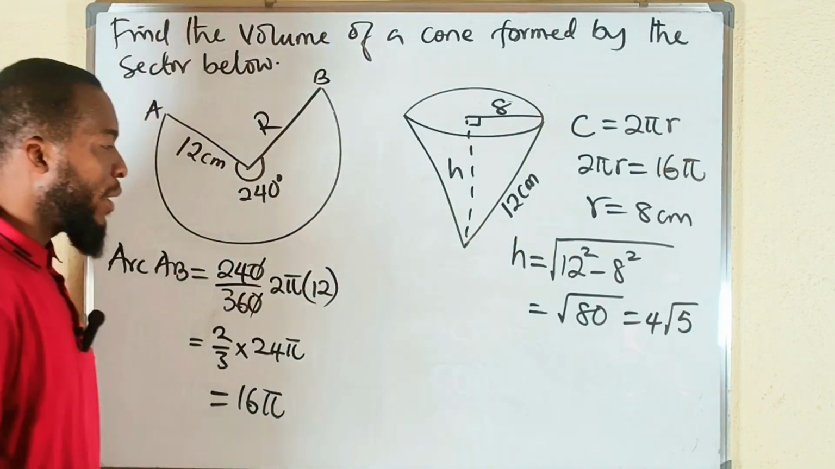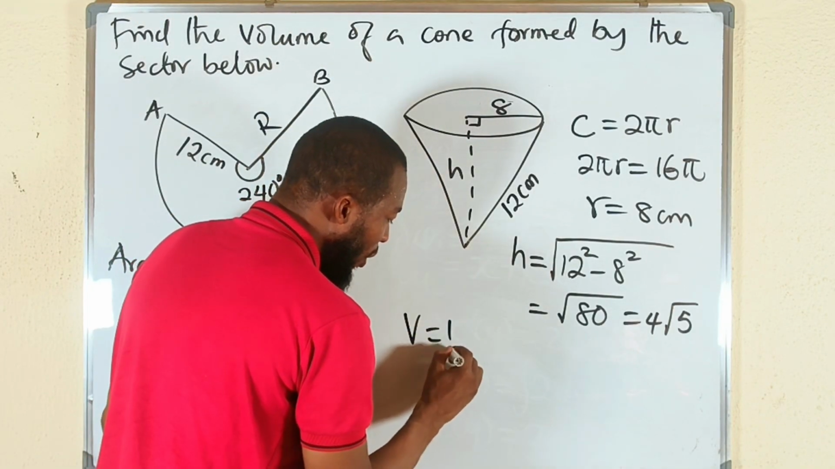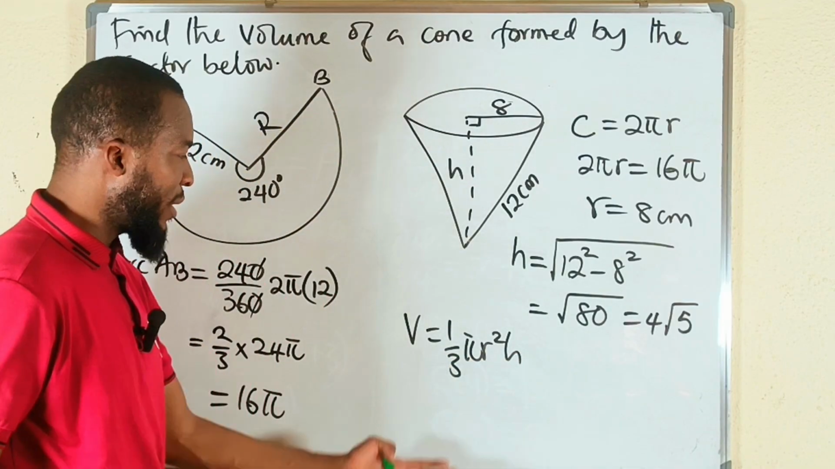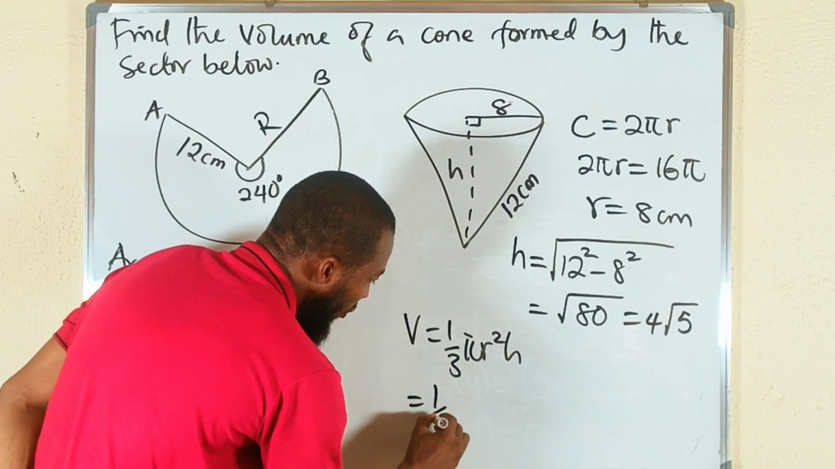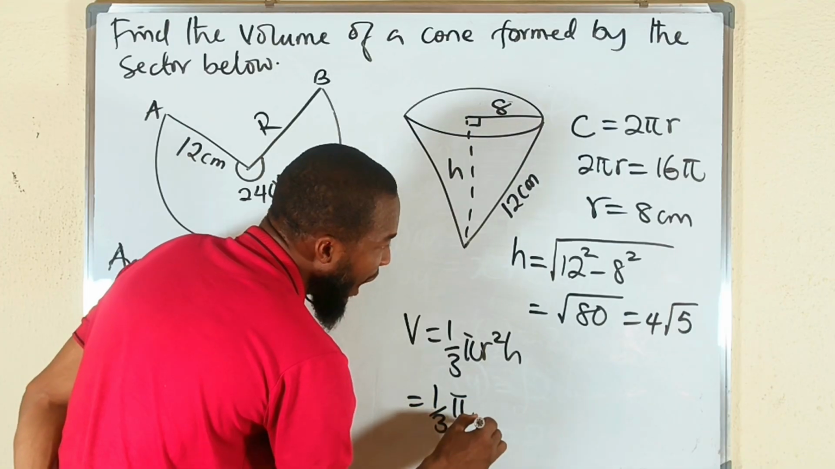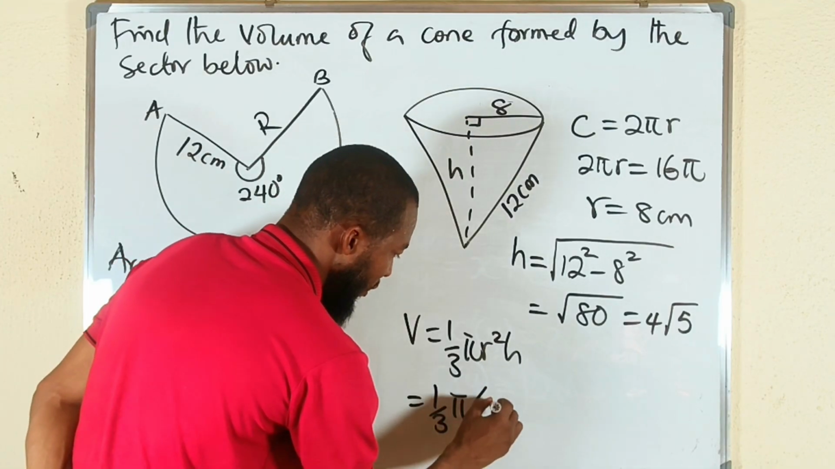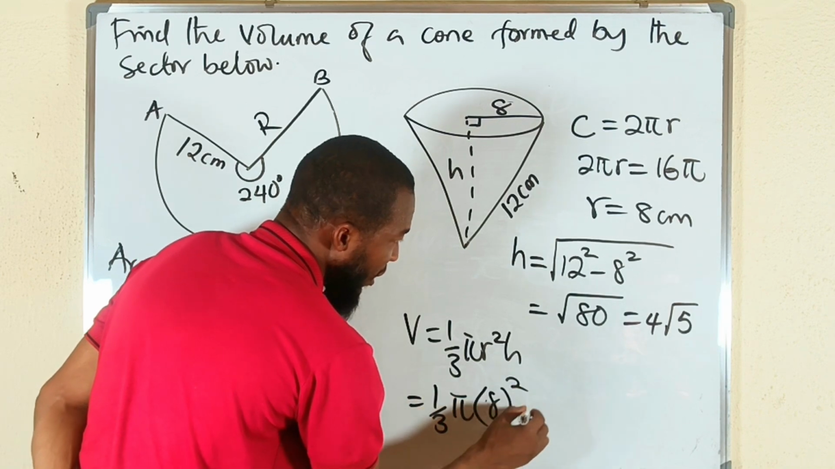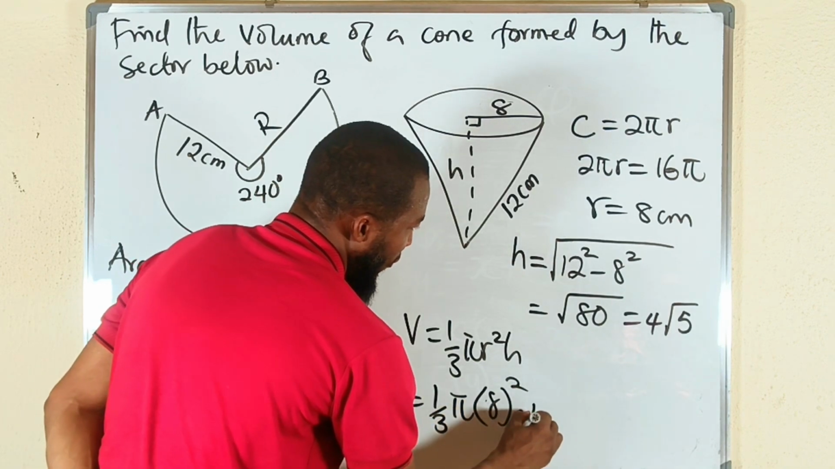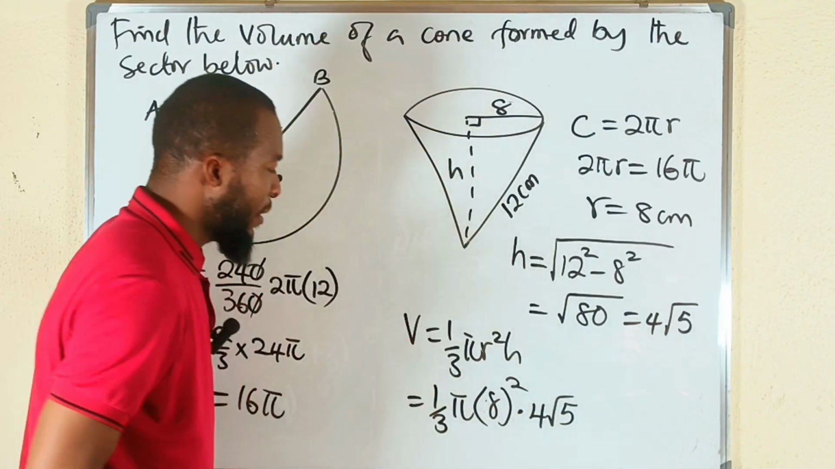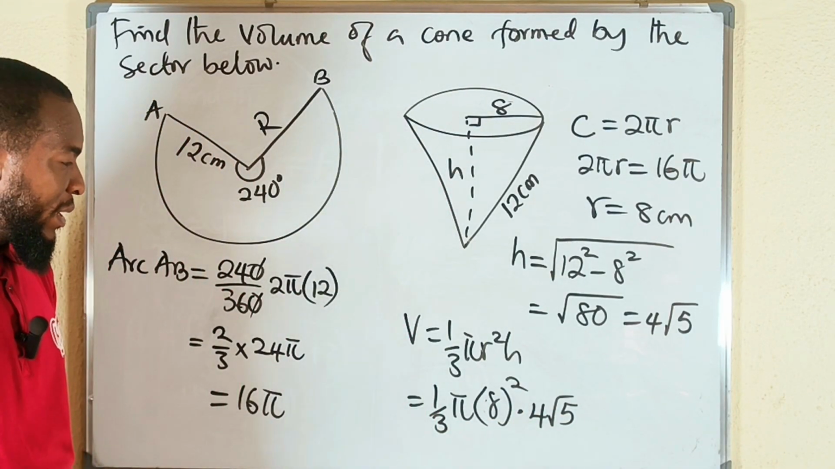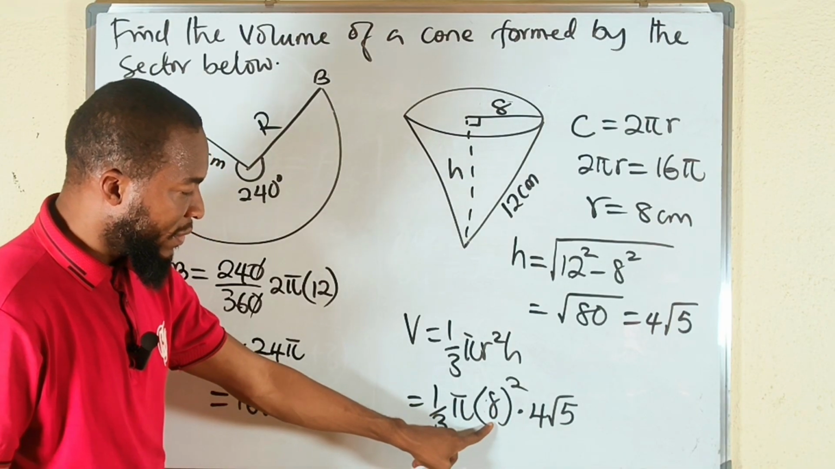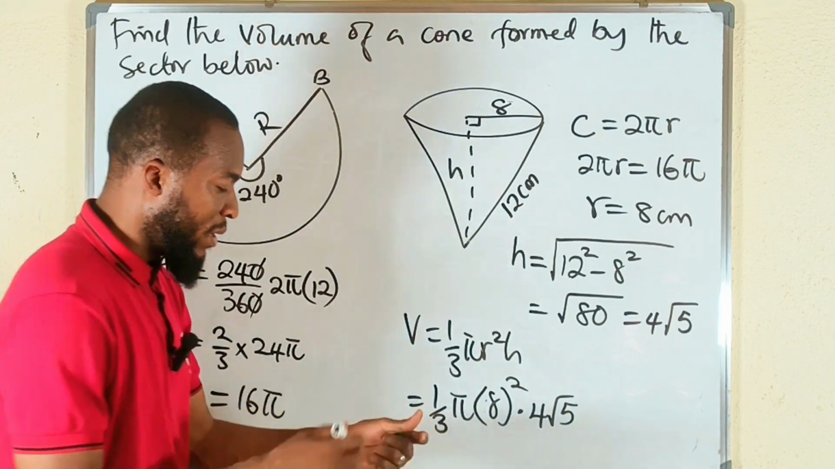So what is the volume? The volume is equal to 1 over 3 pi r squared h. I think we have all the parameters. This is equal to 1 over 3 pi. R is 8, not 6, 8 squared, and h is 4 root 5. So let me see what can divide here. Maybe I have to leave it in surd form. This is 64. 8 times 8 is 64.